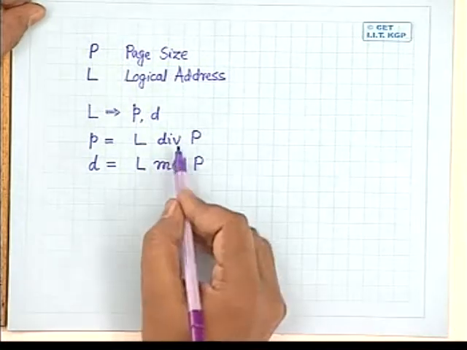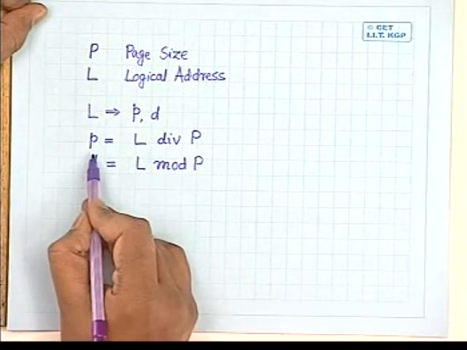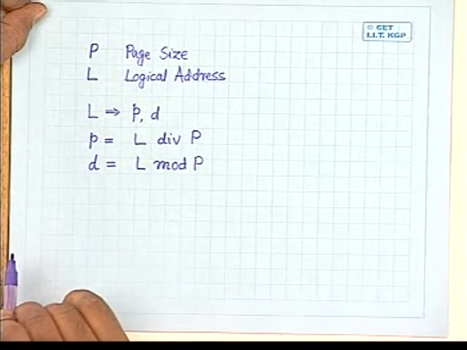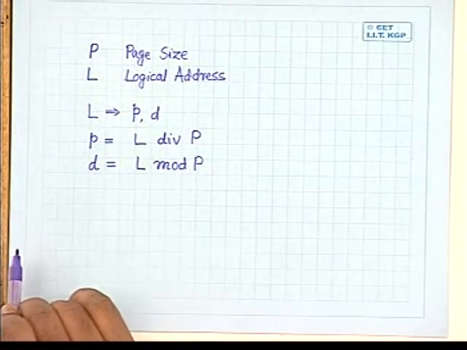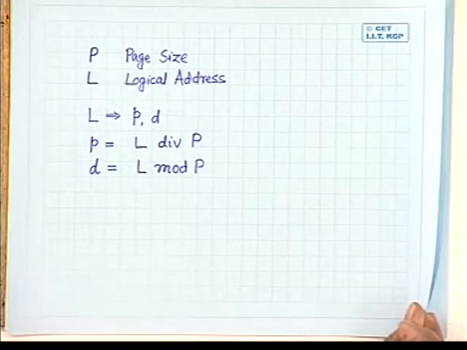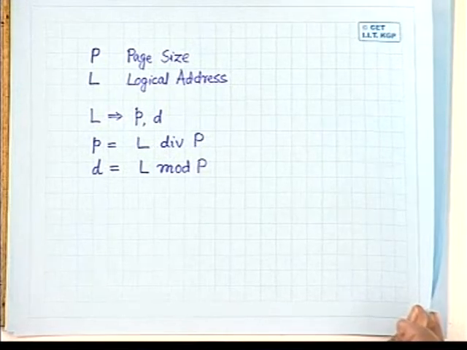Okay. So just by using these two functions, I can find out the page number and I can find out the offset. Okay. Now how can we convert from page number to frame number? Because that is what is needed.